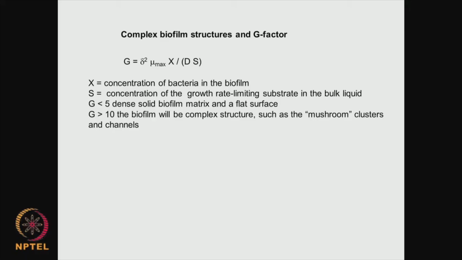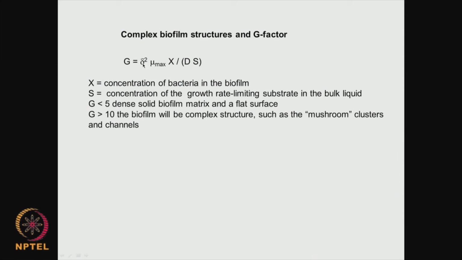So, we can have very complex structures, that is possible. That depends upon the rate of nutrient diffusion, the rate of oxygen diffusion, and also on the rate of consumption of the nutrients by the bacteria and the rate of growth of the bacteria. So, there is a factor called G factor, which is defined like this: G factor is equal to delta square mu max x divided by d s.